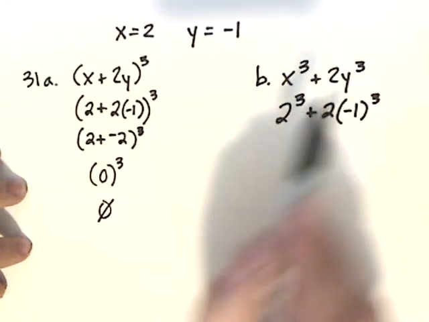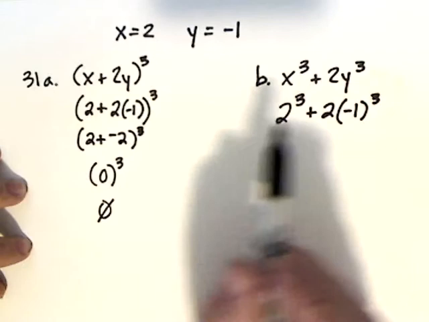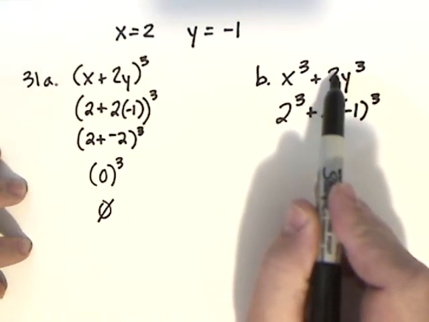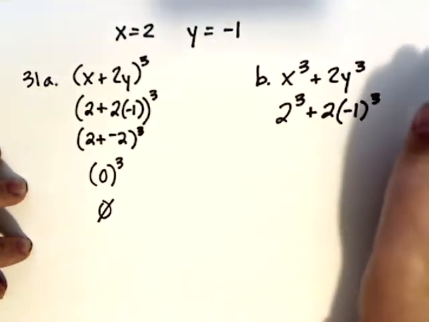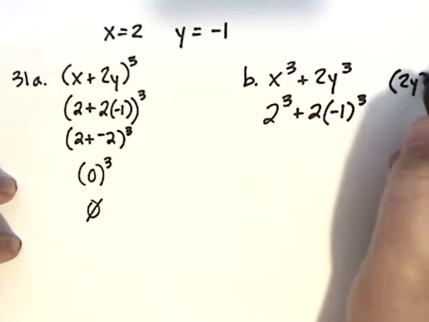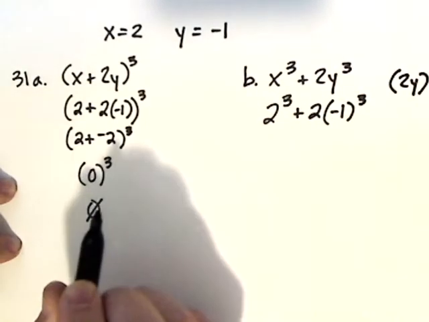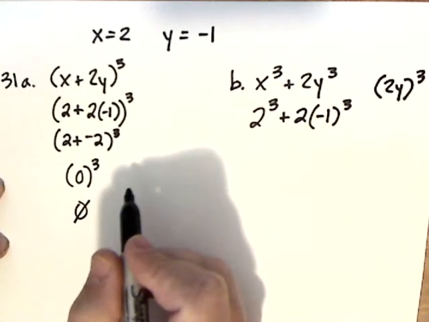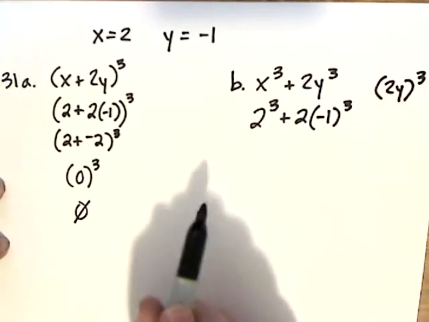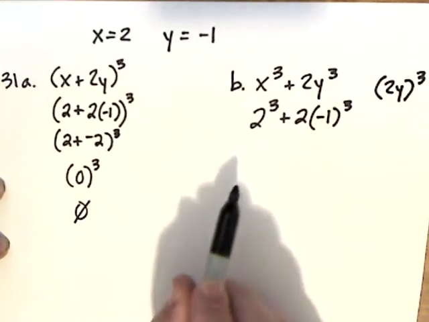Now this exponent right here, as we talked about in the notes, this exponent only applies to the y. It doesn't apply to the 2 as well. If it had applied to both, what it would have looked like would have been this. The 2y would have been in parentheses with the exponent outside. Since it's not, since there's no parentheses, that means that exponent only applies to the y. Okay, so here we are.